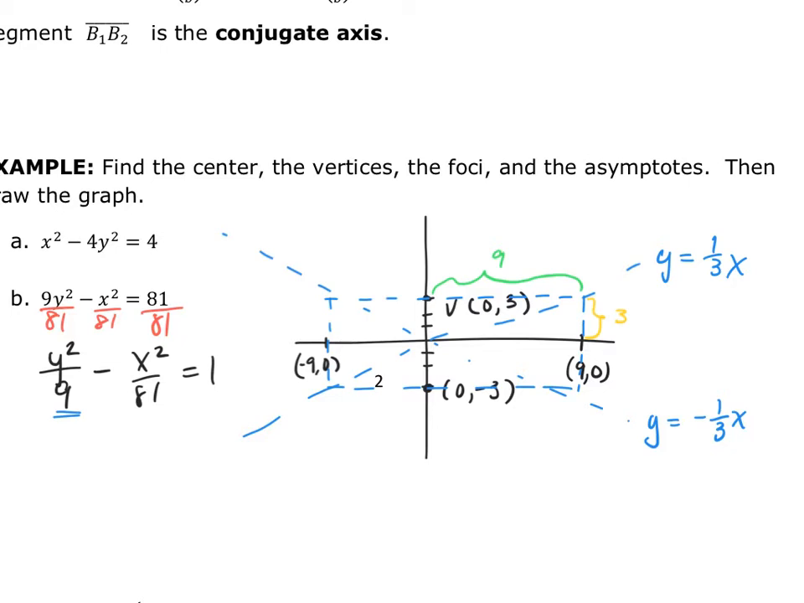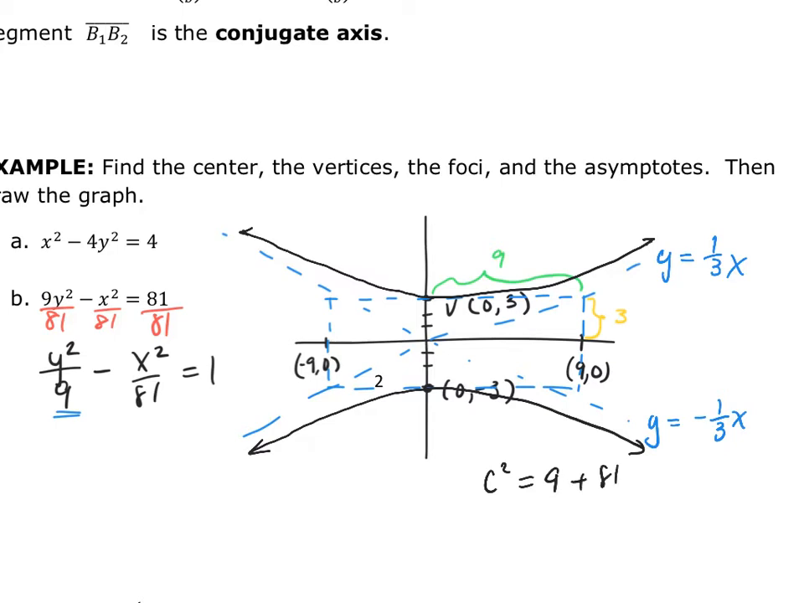What I care about on hyperbolas is who's the positive one, and how do I get my box built. Now I just draw my hyperbola. It's going to go along the asymptotes and through that vertex. So that's what my hyperbola looks like. The only thing I'm missing now is my foci. And c squared is going to be equal to my a squared, which is 9, plus my b squared, which is 81. So c squared is equal to 90. C is equal to the square root of 90, or 3 times the square root of 10.